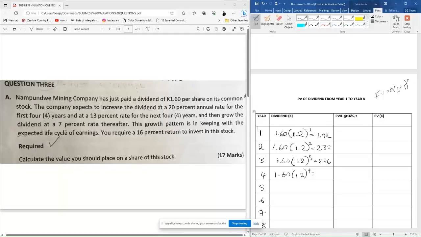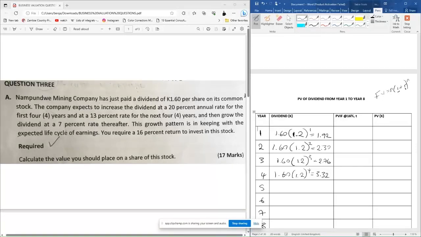And we're going to have 3 kwacha 31 ngwe. Actually 32, so it will give us 3 kwacha 0.317. So if we round off the 7, it will give us 3 kwacha 32 ngwe. So these are our dividends for the first 4 years, growing at the rate of 20%.